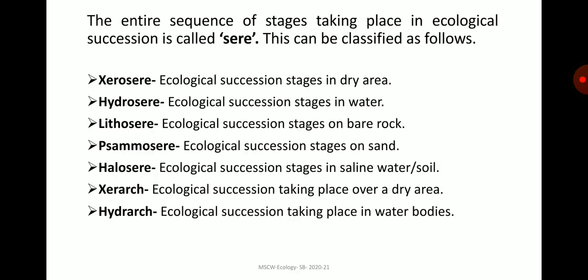The entire sequence of stages taking place in ecological succession is called a sere. This can be classified as follows. The first one is xerosere, where the succession stages are seen in dry areas. Hydrosere, where succession stages are found in water. Lithosere, where succession stages are seen on bare rock. Psammosere, where the succession stages are seen on dry sand. Halosere, where succession stages are found in saline water or soil.